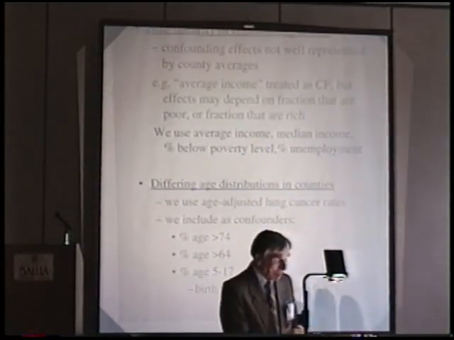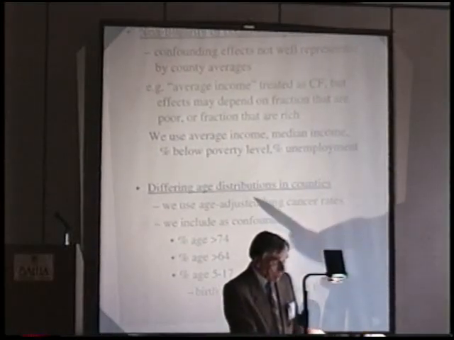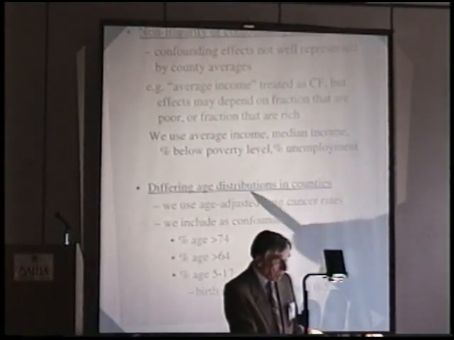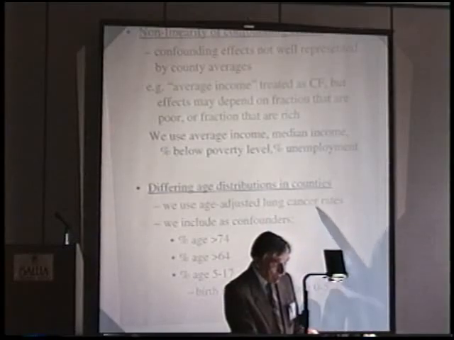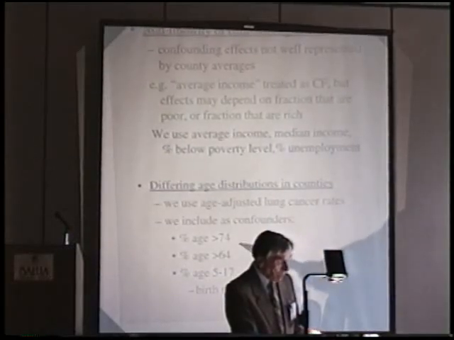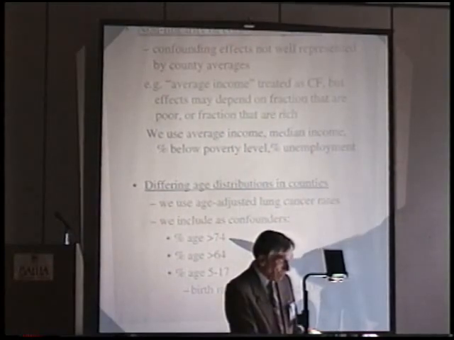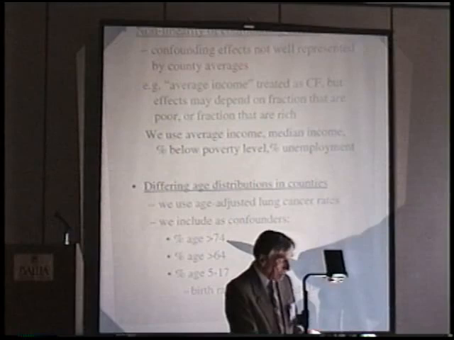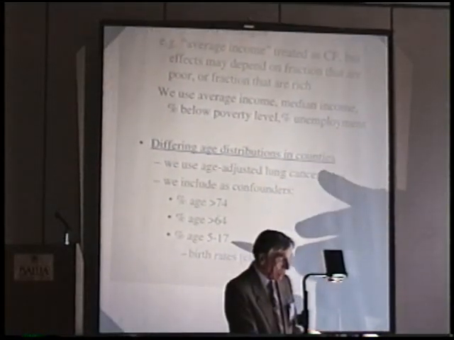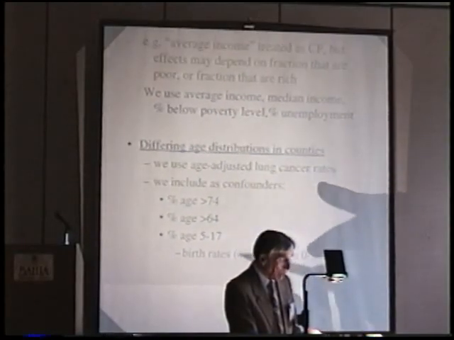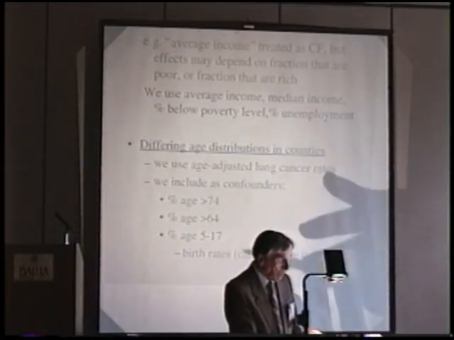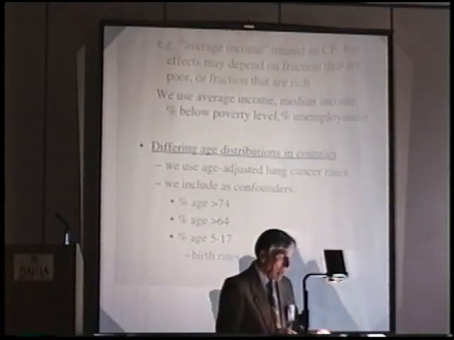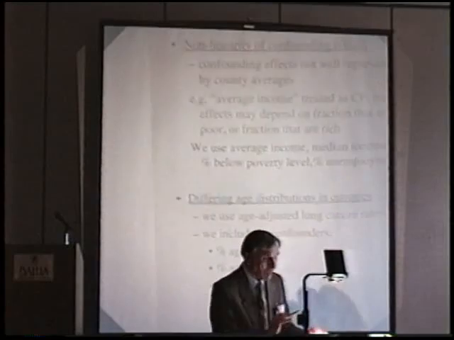Then differing age distribution, this was brought up, differing age distributions in counties. Now, of course, we use age-adjusted lung cancer rates, and we included as possible confounders the percent that are aged greater than 74, percent that are aged greater than 64, the percent that are aged 5 to 17, and the birth rates, which are roughly related to the percent age 0 to 5. So we cover a lot of that. Again, in my new studies, I'm going to cover a lot more of that.